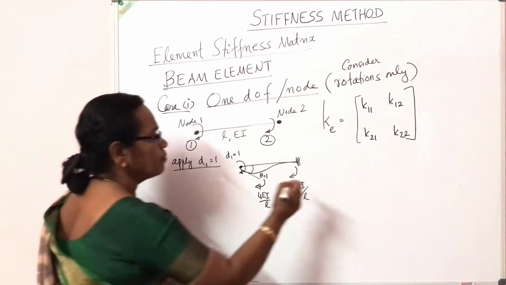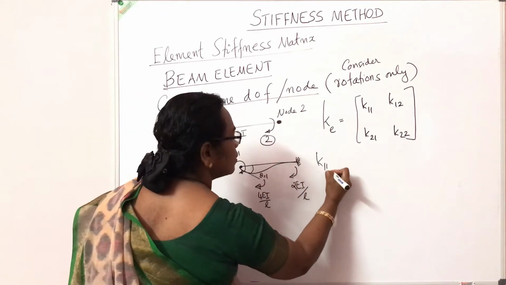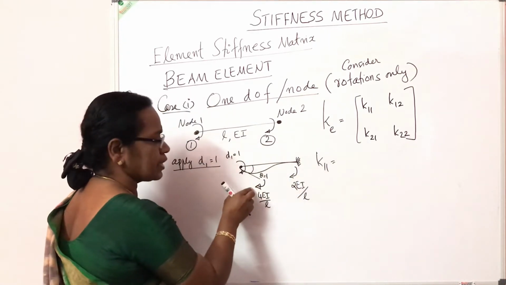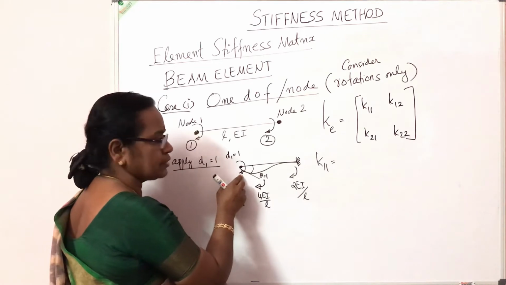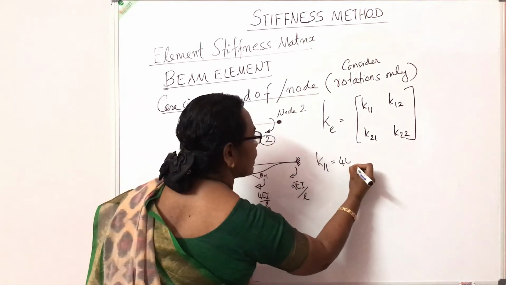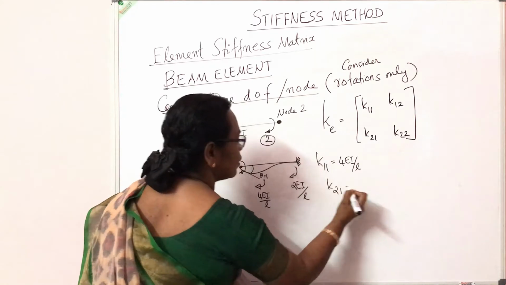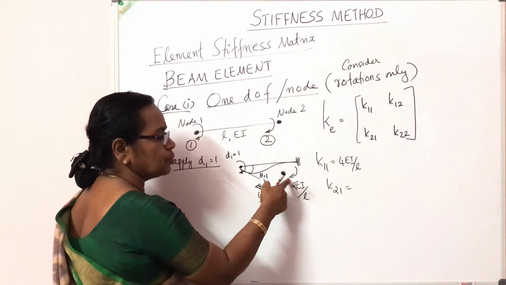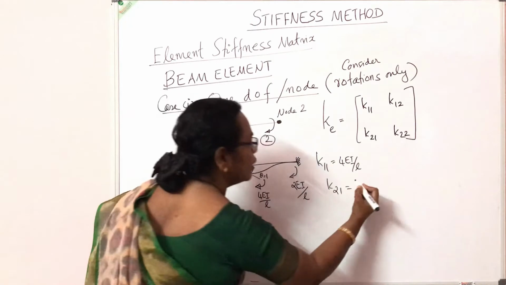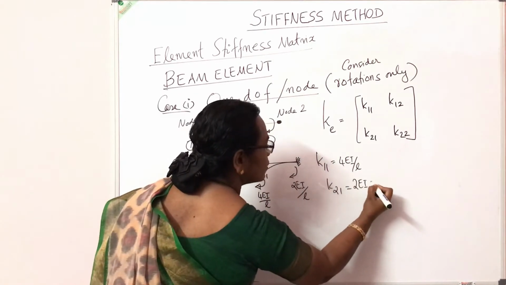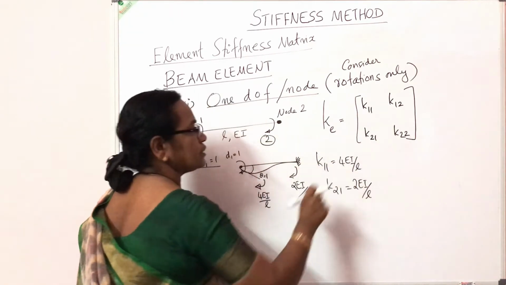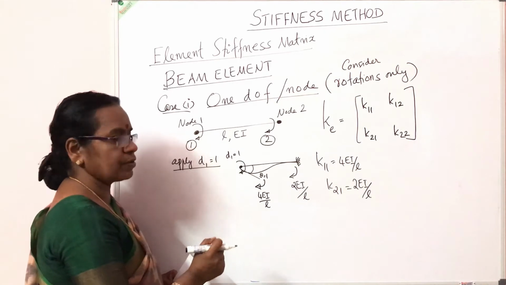So by the definition, K11, the moment induced at coordinate direction 1 due to unit rotation at 1, is 4EI by L. And K21, the moment induced in direction 2 due to unit rotation at 1, is 2EI by L. So we have got the first column vector of the element stiffness matrix.